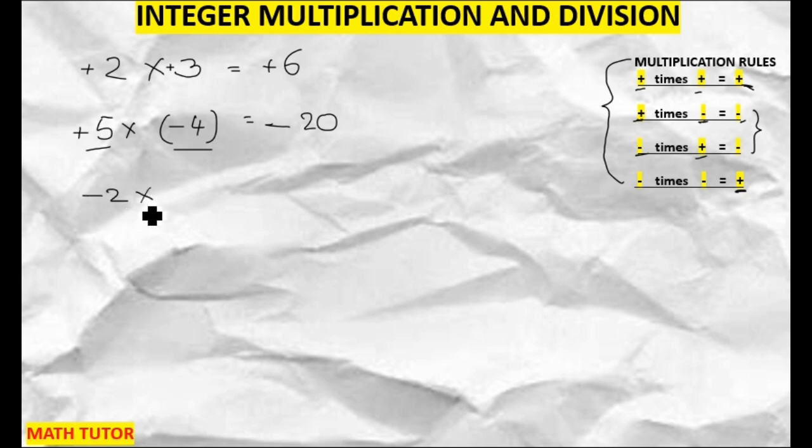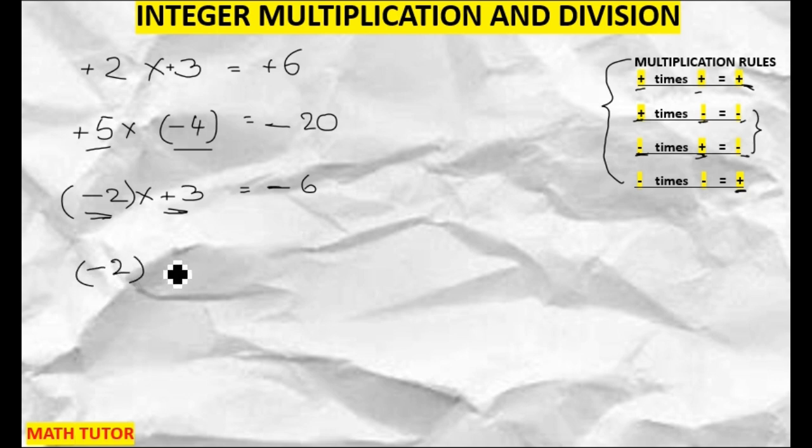Minus 2 times 3. Similarly, we have a negative integer here and a positive integer here. A negative integer and a positive integer will result in a negative integer. So we'll have a minus sign here and 2 times 3 equals 6.